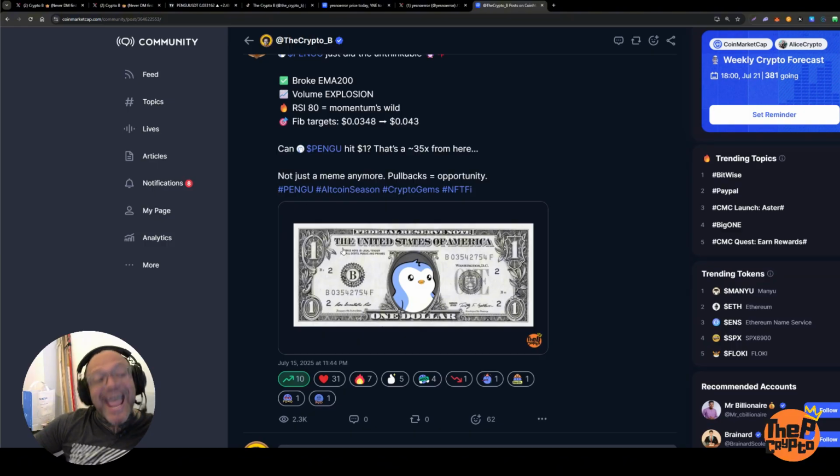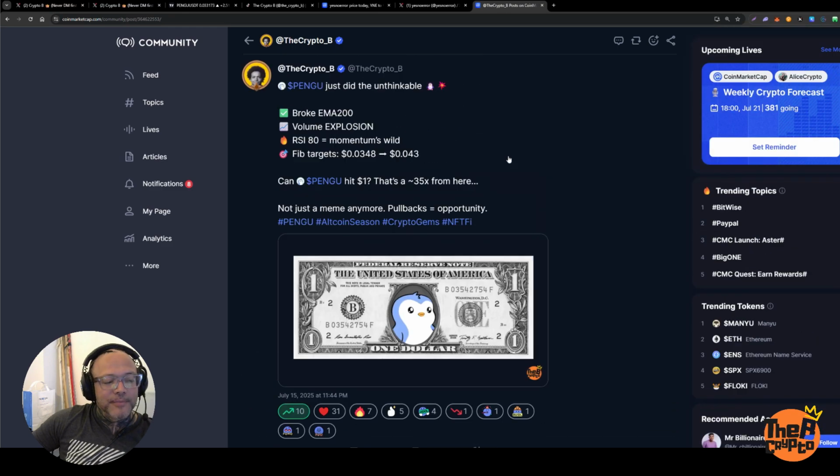The question is, can Pengu hit $1? That's why I created the dollar bill here with the Pengu.